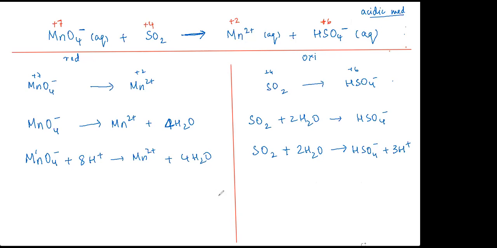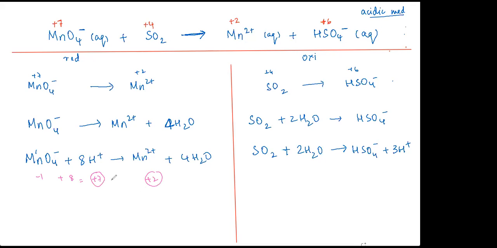In the reduction half, what is the total charge on LHS? How do you calculate total charge? In the permanganate ion MnO4 minus, you have -1 charge, plus 8 here. So total we have is +7. On this side we have 1 Mn2 plus giving +2 charge. So we have +7 on LHS, +2 on RHS.